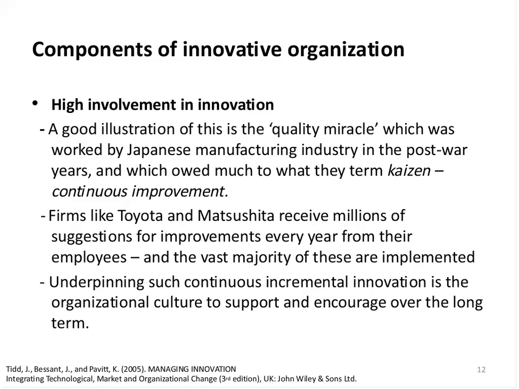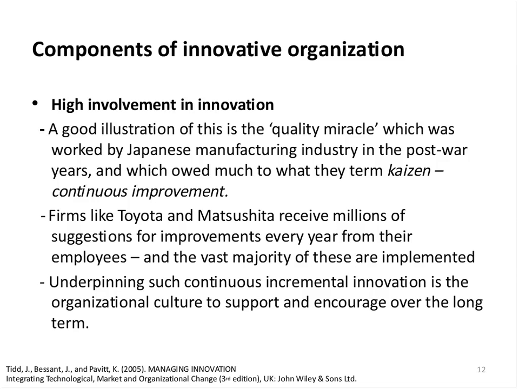A good illustration in the book is the quality miracle worked by the Japanese manufacturing industry in the post-war years, which owed much to what they call Kaizen. Kaizen is continuous improvement. Firms like Toyota and Matsushita received millions of suggestions for improvements every year from their employees, and a vast majority of these were implemented.